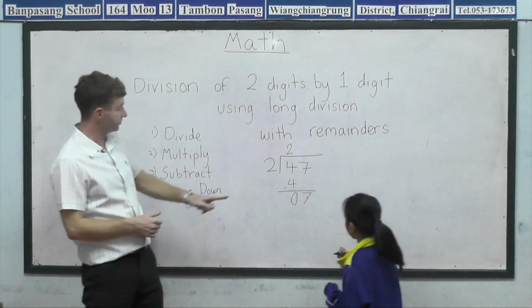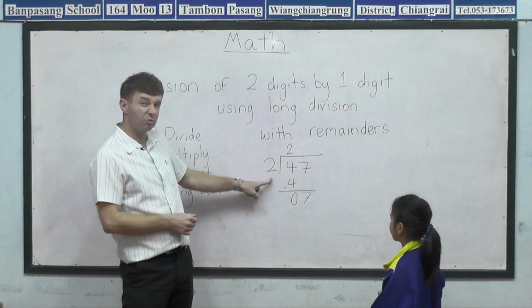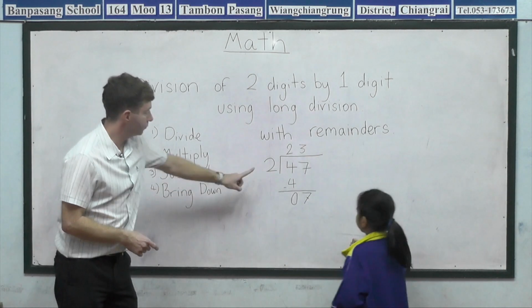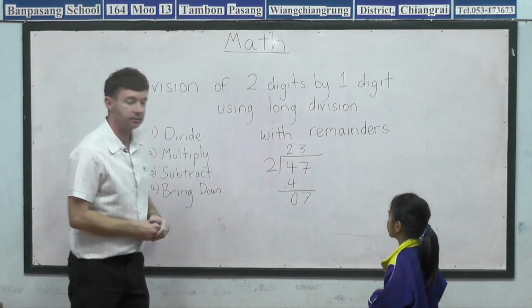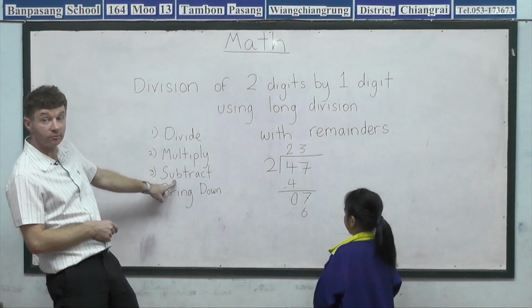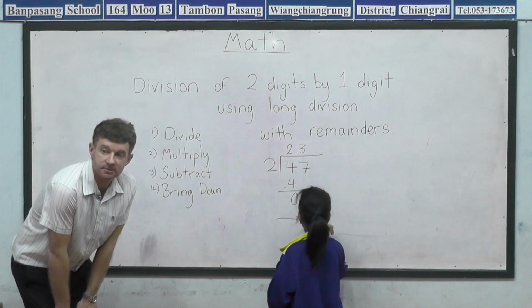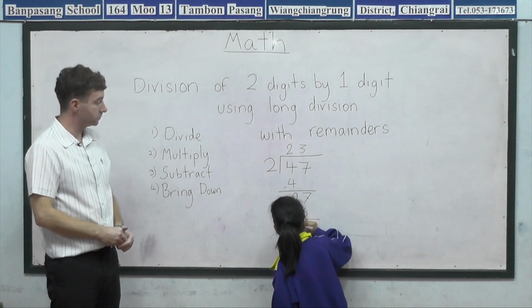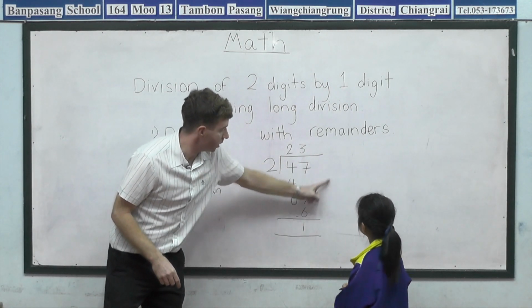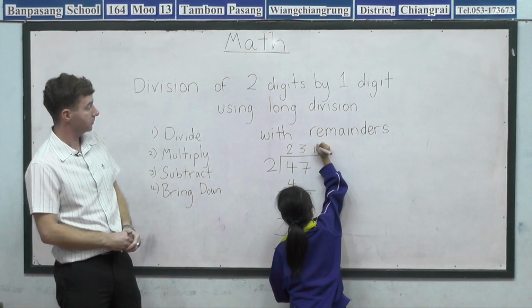And we'll repeat the sequence. 7 divided by 2 equals 3. Excellent. 2 times 3 equals 6. And now we subtract again. 7 minus 6 equals 1. And there's nowhere else for our 1 to go because that's the final column. So we use R1.